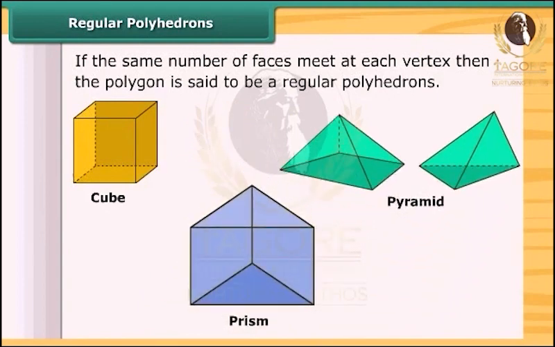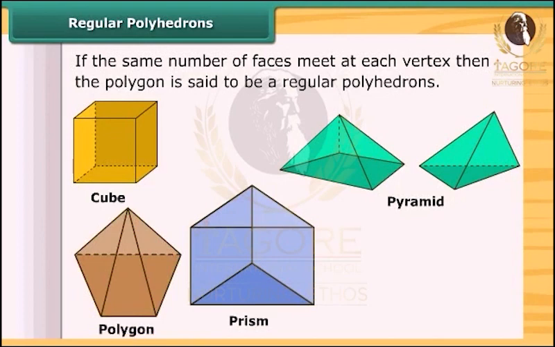A prism is a polyhedron whose base and top are congruent polygons, and whose other faces, that is, lateral faces, are parallelograms in shape. On the other hand, a pyramid is a polyhedron whose base is a polygon of any number of sides and whose lateral faces are triangles with a common vertex. If you join all the corners of a polygon to a point not in its plane, you get a model for a pyramid.